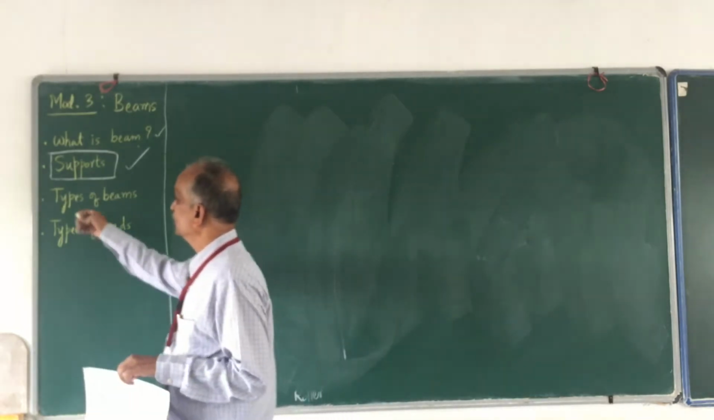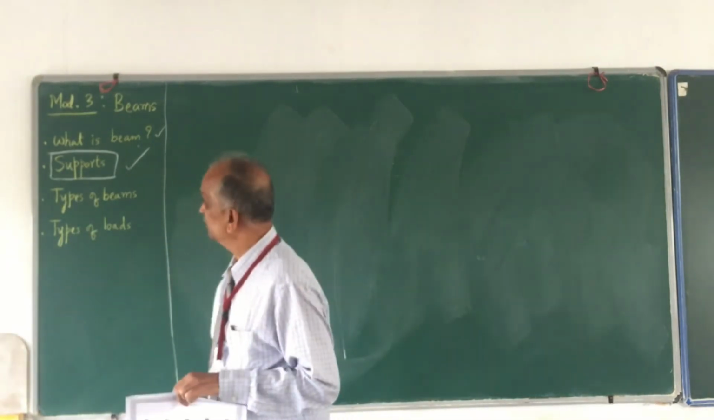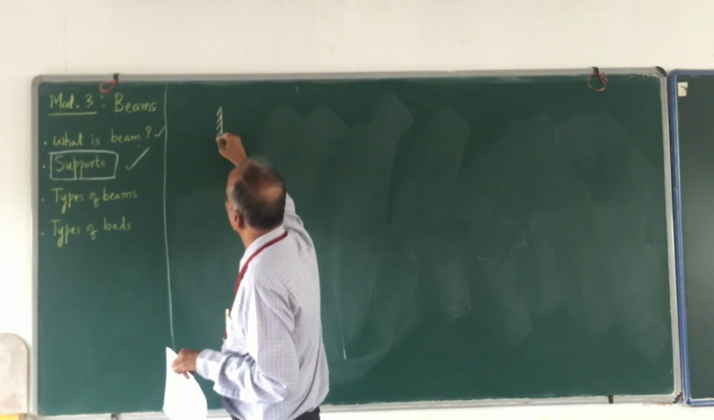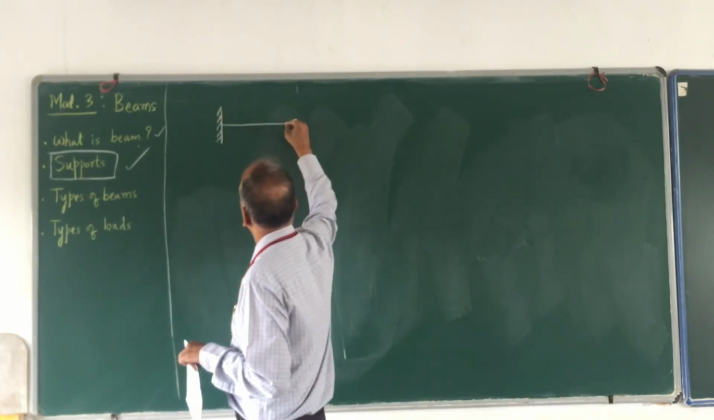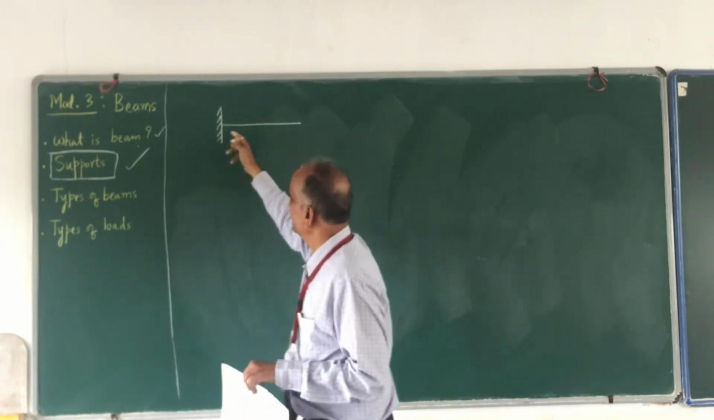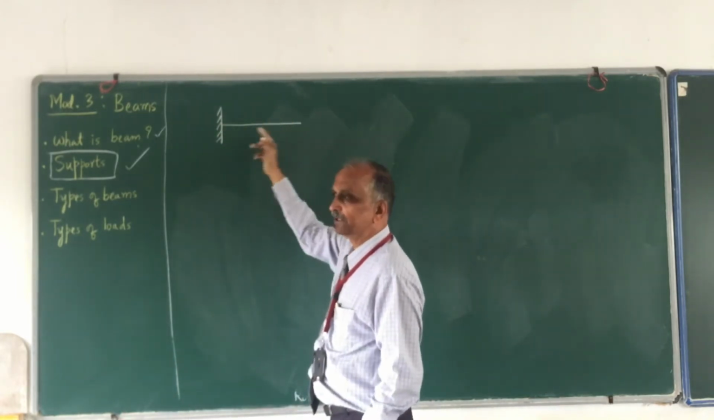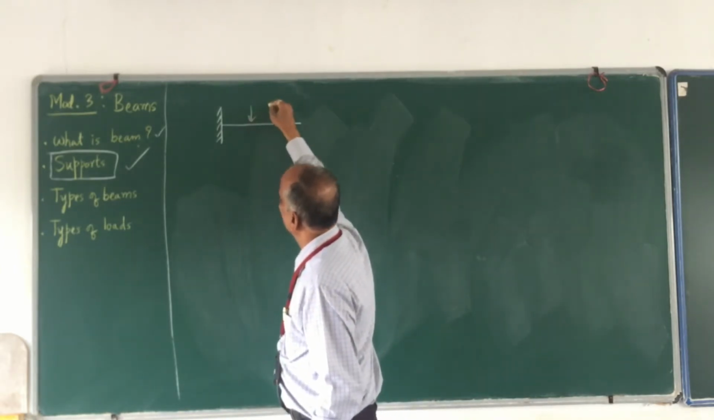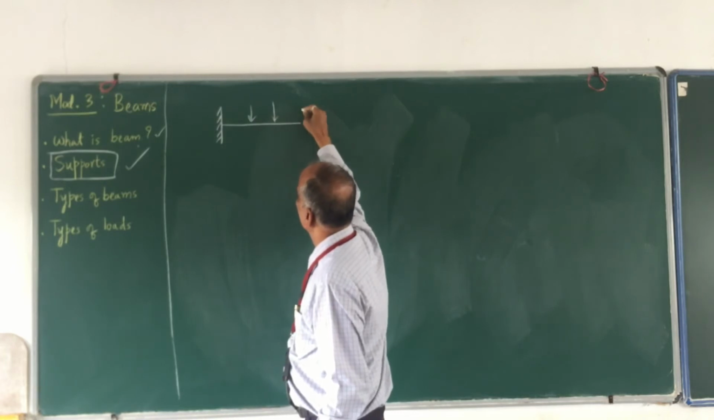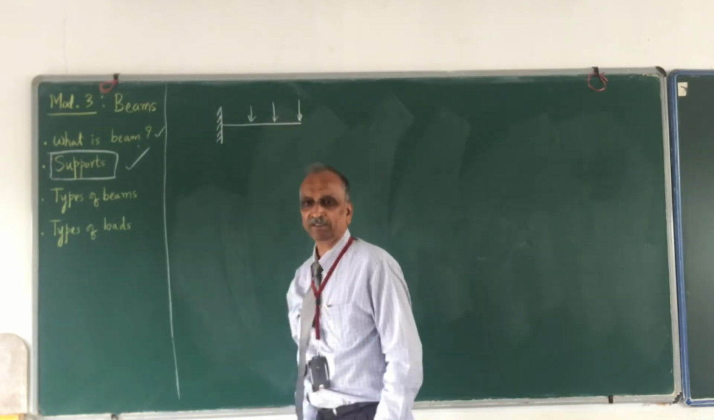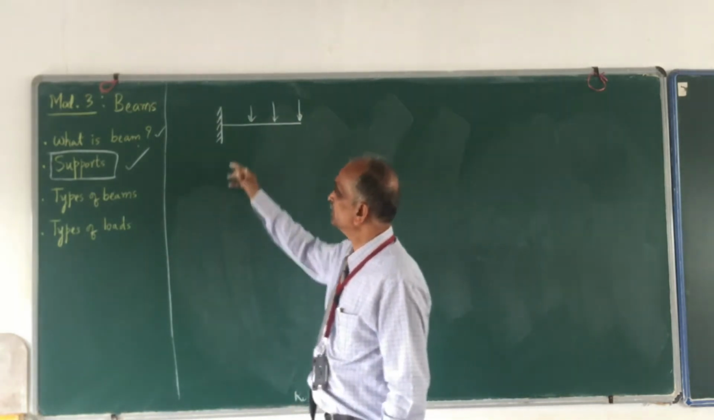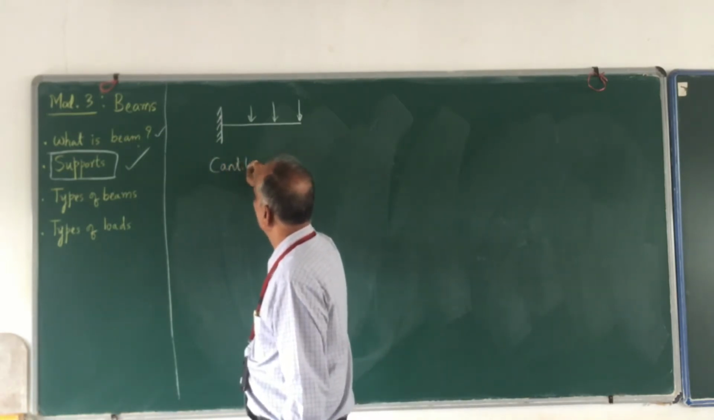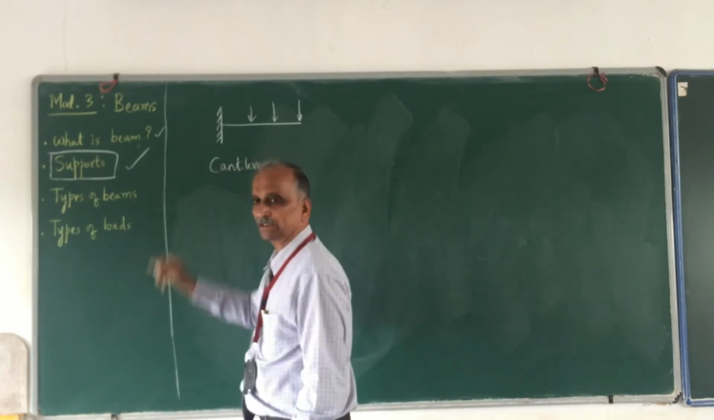Now we are going to go through what are called types of beams. Say I have a beam which is like this. Only the center line of the member I have shown, and this is what I call the beam, and say it is subjected to a load, because unless it is subjected to any load, it is meaningless. This is called a cantilever.